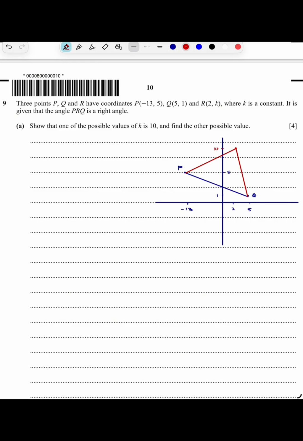Okay, and it says that PRQ is a right angle triangle. So this is 90 degrees. Okay, good visualization. Show that one of the possible values of K is 10. Find the other possible values, because in a right angle triangle, this R could also have come down below, so something could have been formed that way too. So yeah, find the other possible values.